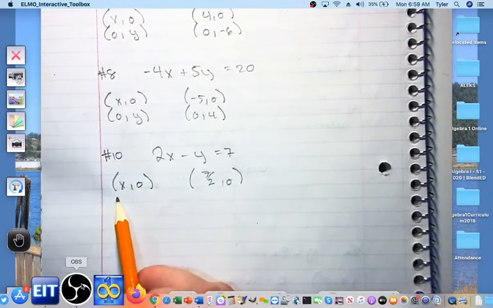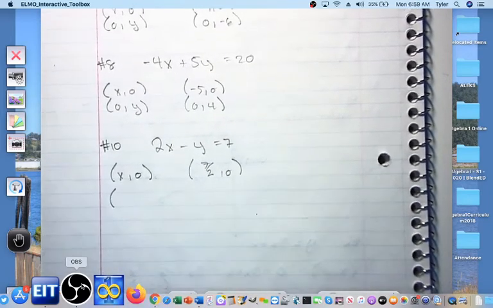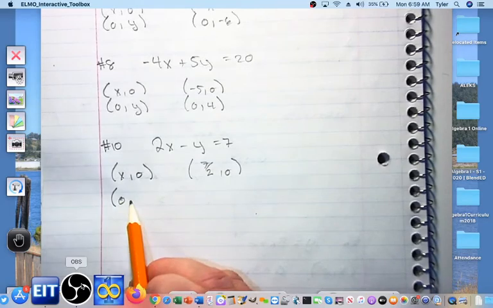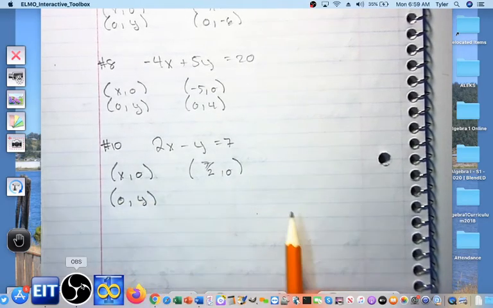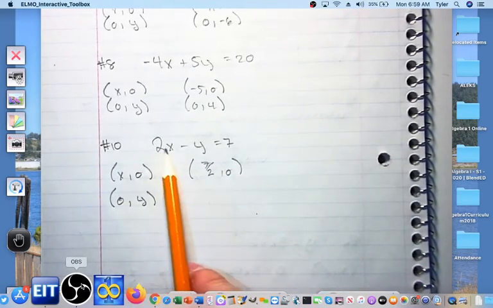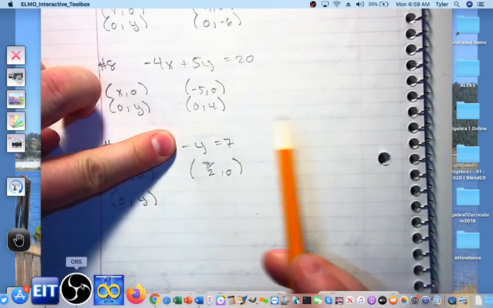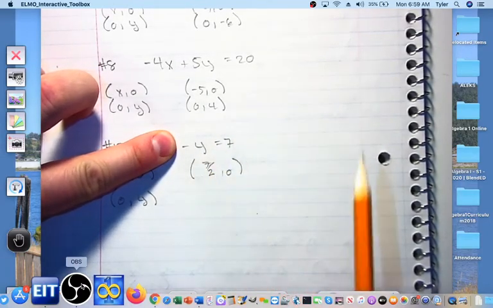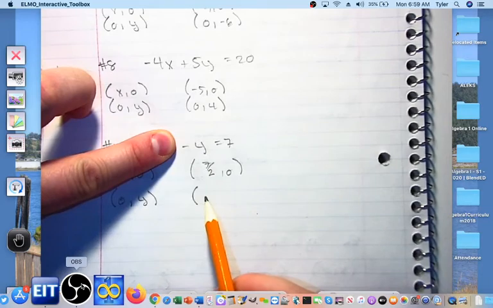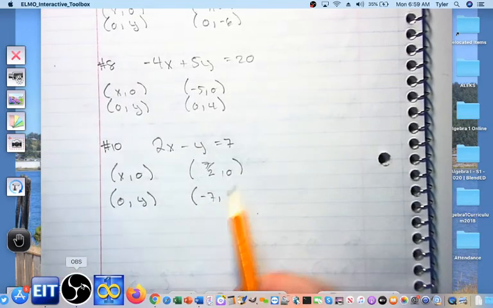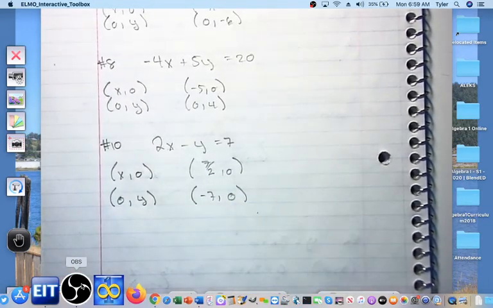And let's see if it works out evenly for the y-intercept. So it's 0 for x, and a y is what we're going to find. If I put a 0 in for x, 2 times 0 is 0. Let's cover that up. 7 divided by negative 1 means that my y value would be negative 7, so 0, negative 7. So I've got 2 points. Let's see if we can graph this, and we can get a little creative with how we do it.